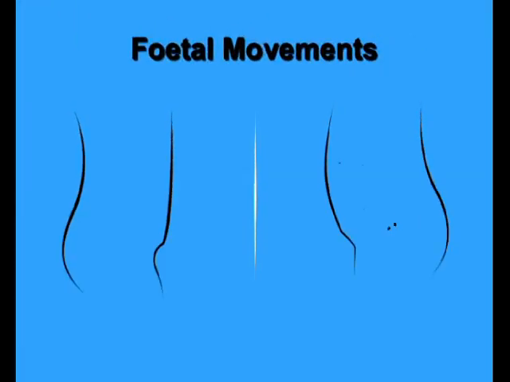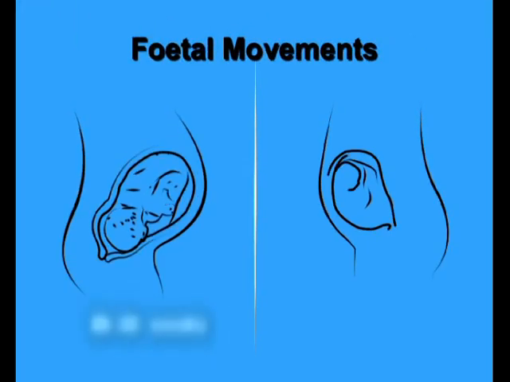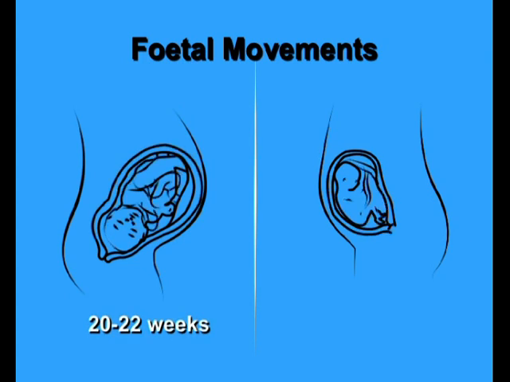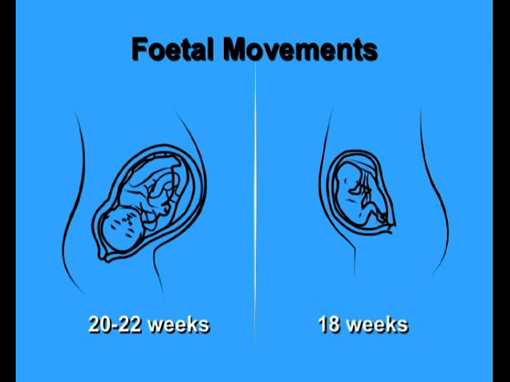During the first pregnancy, fetal movement can be perceived from about 20 to 22 weeks. In subsequent pregnancies, it can be felt a little earlier, around 18 weeks or so.